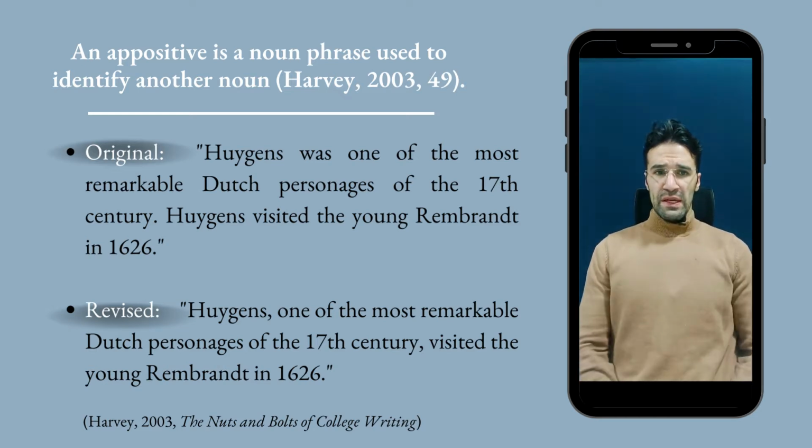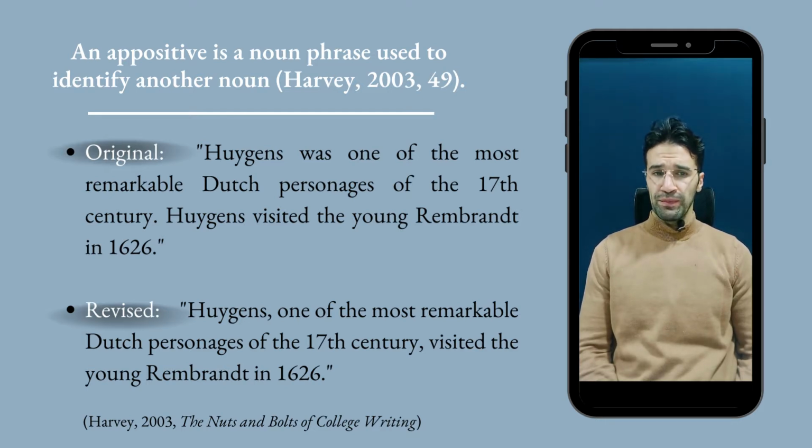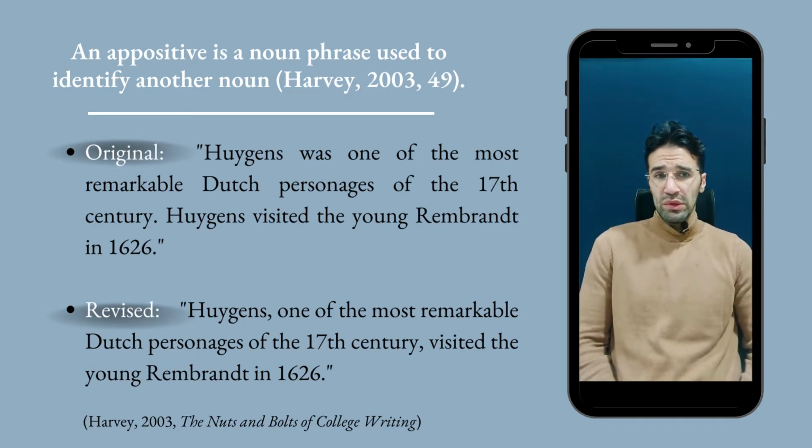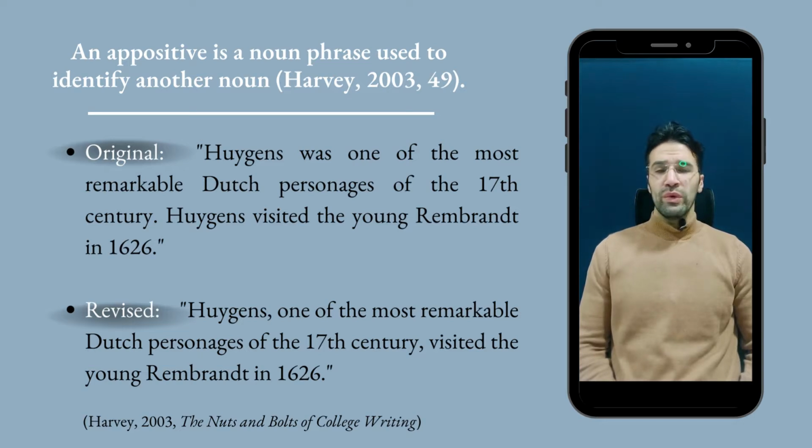Original sentence is: Huygens was one of the most remarkable Dutch personages of the 17th century. Huygens visited the young Rembrandt in 1626. The sentence sounds weird because we're repeating Huygens back to back. We don't need to do that. We can combine the two sentences and have a short and a better, more professional sentence. Let's see how we do that.